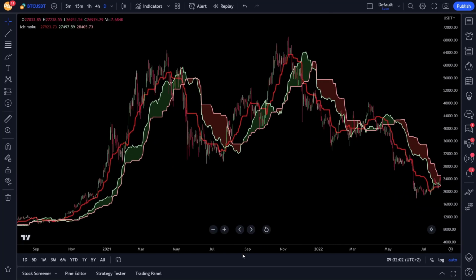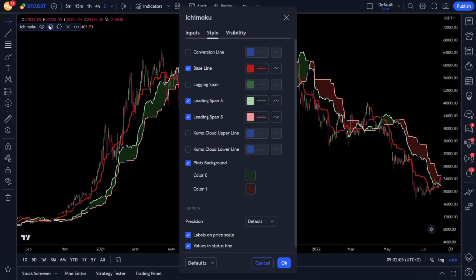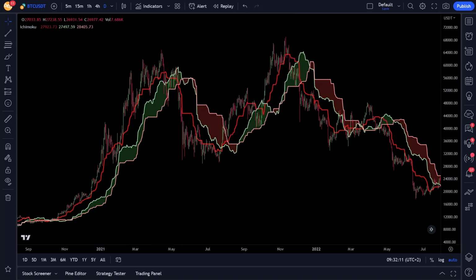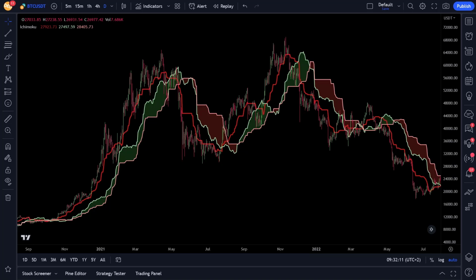For this strategy, only the Kumo cloud and the Kijun-sen should be used. Another important note that you should keep in mind is that in this case I will use the default Ichimoku settings of 9, 26, 52 and 26. I did not test a version that uses the indicator lengths that are sometimes advised for crypto trading. Those are 20, 60, 120 and 30. Anyway, let's continue with the basic rules of this strategy.